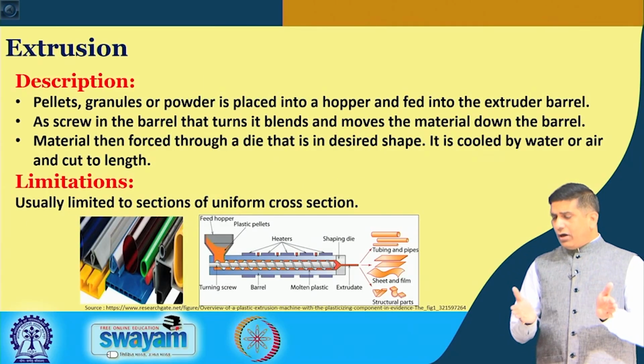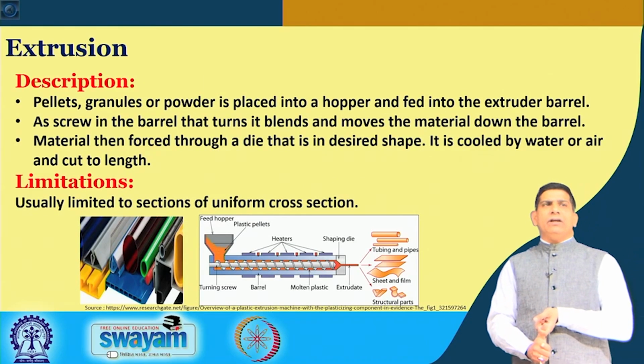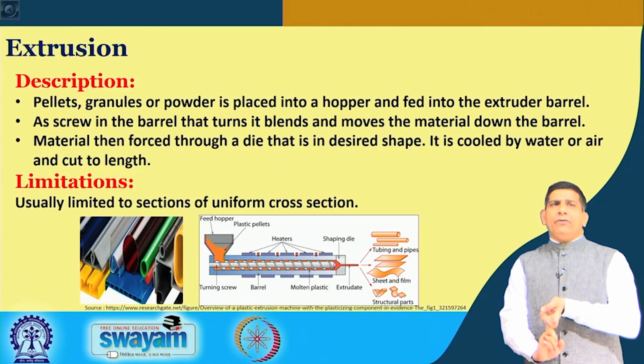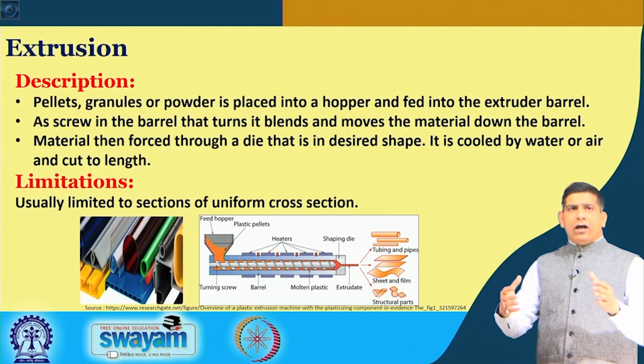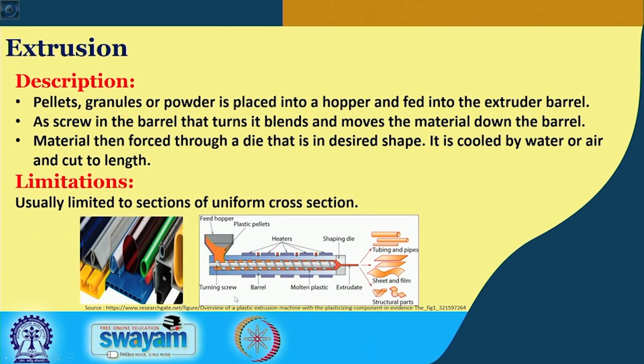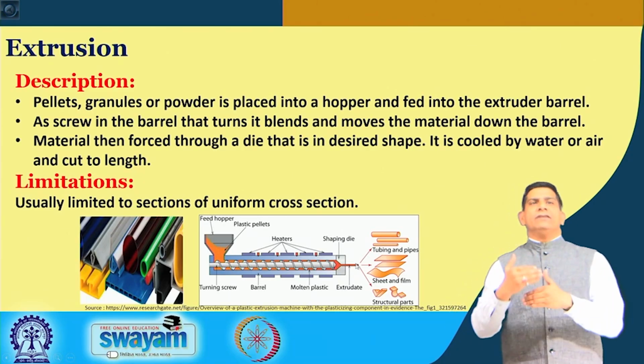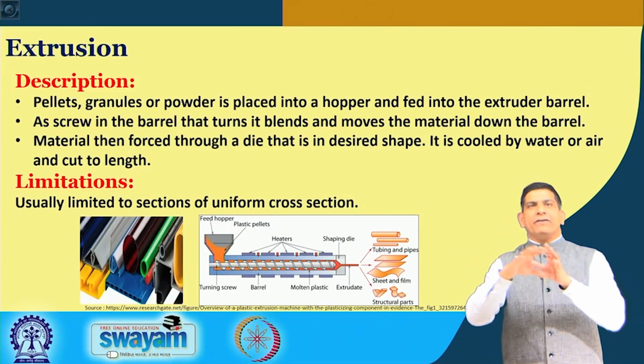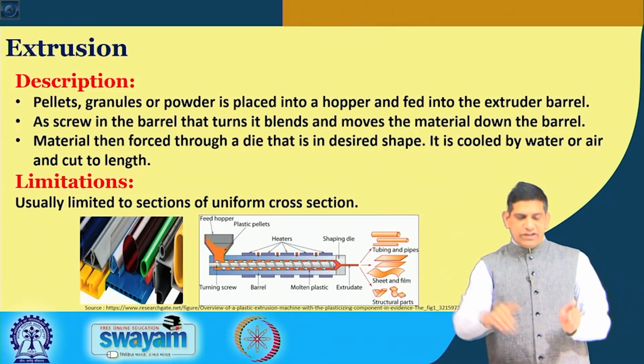In extrusion, if you look at the process behind it, you have granules or powders or pellets, which you put in a hopper. As you can see on the sketch, we put the material in this hopper, and the plastic pellets are fed into the extruder barrel. As the extruder barrel turns, it blends and moves the material down the barrel. When I say down, it's not vertically down; here it's horizontal, as you can see in this sketch.